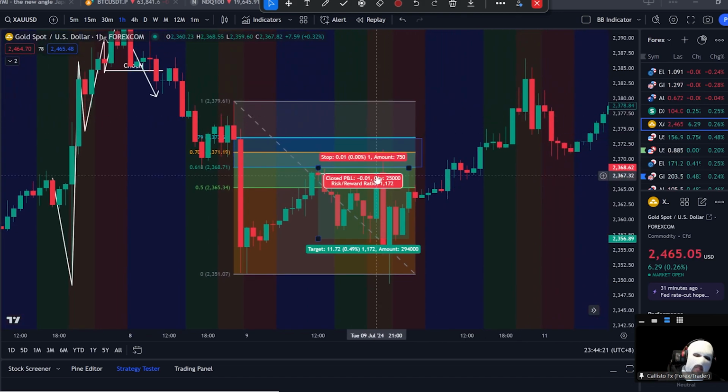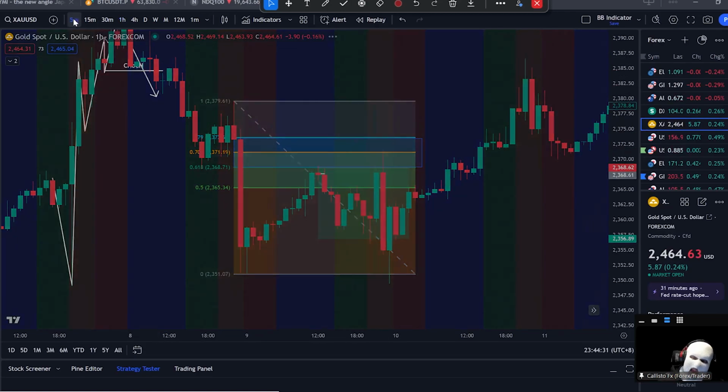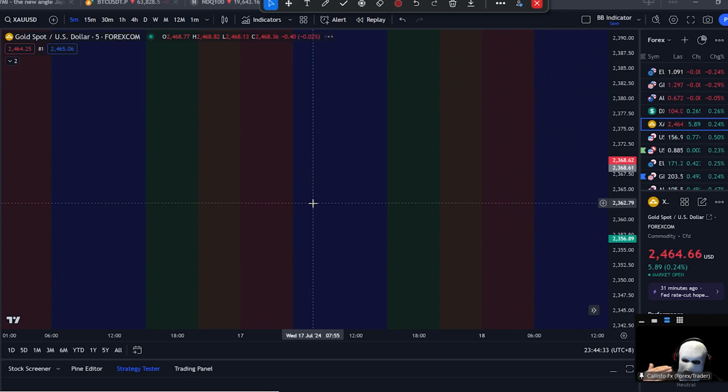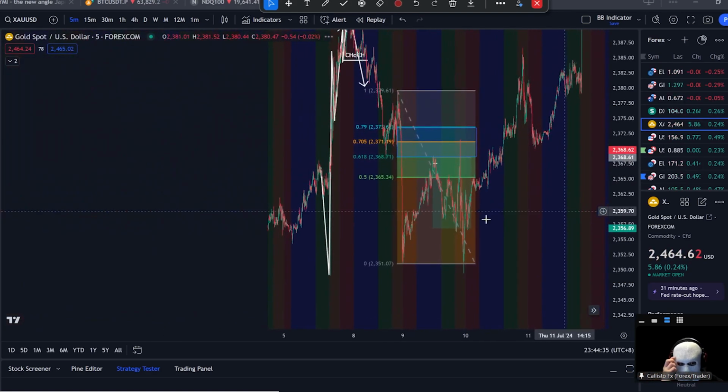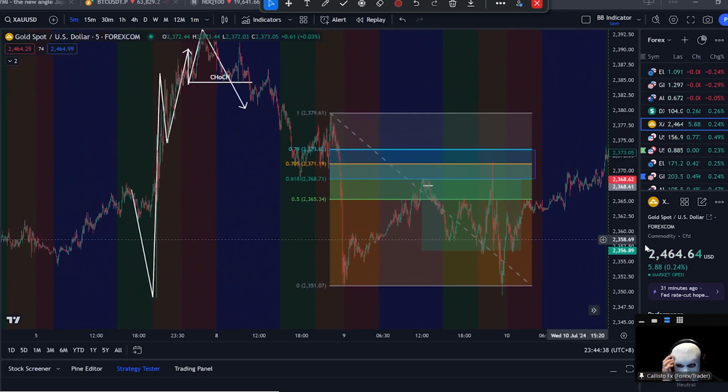Okay, so yes, in this example here, we actually managed to capture a 1:1 RR, partials taken, SL to break even. Now, if you wanted to take a safer entry on the 5-minute time frame, which is our confirmation, where could you have entered? Let's take a look.